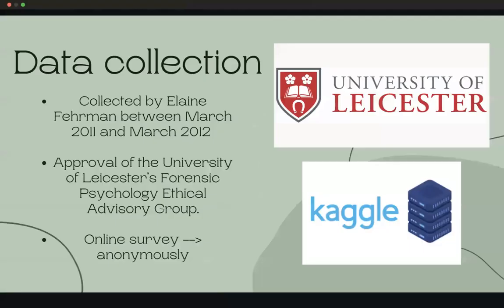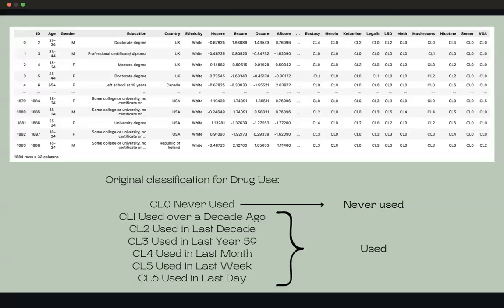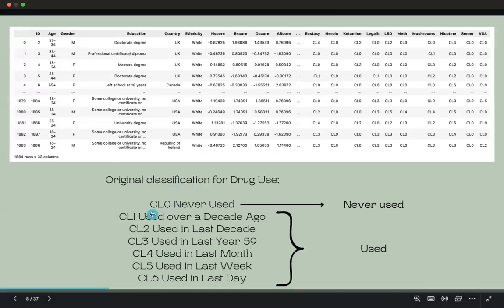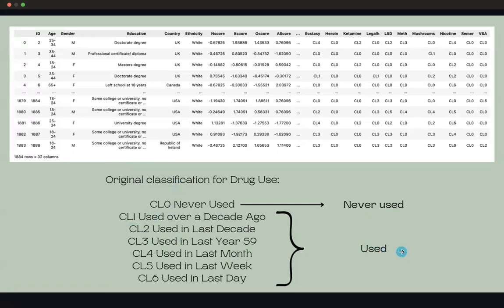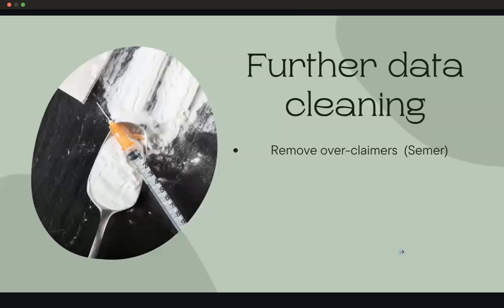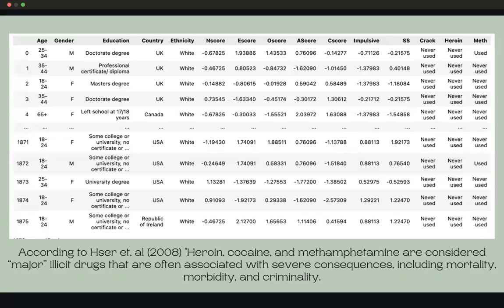So let's dive in. The original dataset was collected by Elaine Fehrman through an online anonymous survey. I was able to obtain it through Kaggle, and it originally looked like this. As you can observe, participants reported the drug usage using this criteria, but I merged all of the usage reports into one class. There was a fictitious drug included in the survey, and those who reported its usage were removed from the sample for overclaimers.